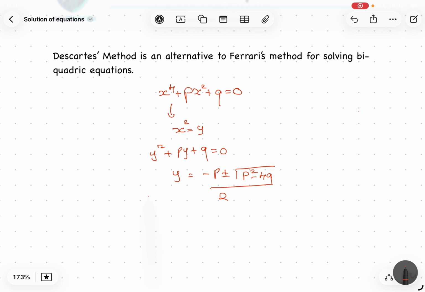And then I can back substitute y to x. As y is equal to x squared, my x is nothing but plus minus under root y. So that's what Descartes' method says.